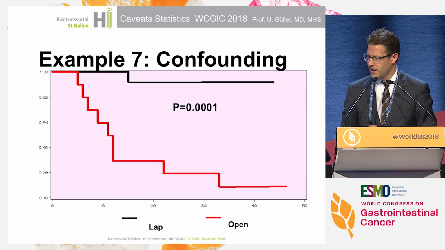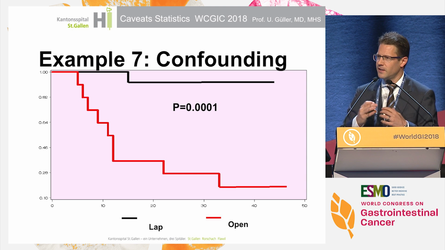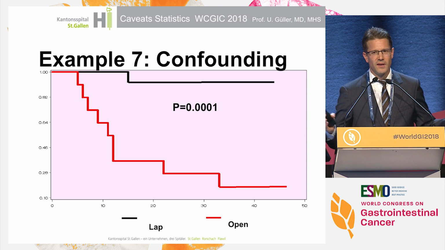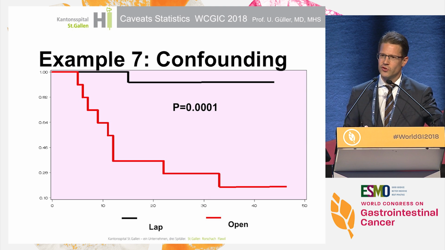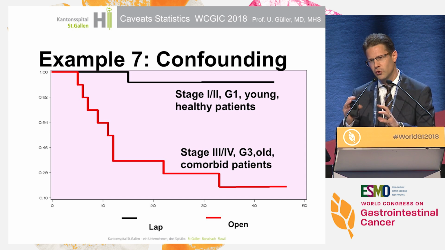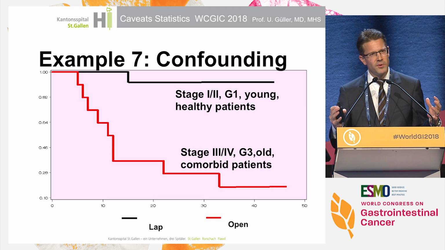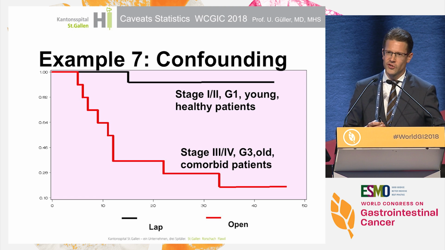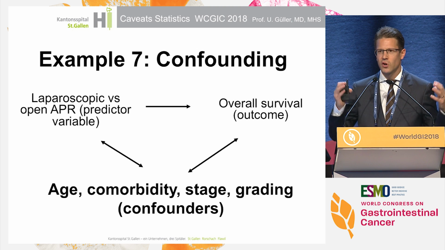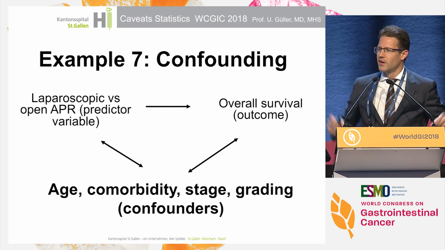And let's say we're performing this study, and we'll see that patients in the laparoscopic group, this is the black line, have a significantly better overall survival compared to patients in the open APR group. I'm asking you, can we be sure now that laparoscopic surgery is superior to the open technique? The answer is no. It's very well possible that in the laparoscopic group, we have the good patients with early stage disease, with well-differentiated cancers, young and healthy patients. Whereas in the open APR group, we have the bad patients with advanced disease, with poorly differentiated cancer, old comorbid patients. And all these factors, age, comorbidity, stage, grading, are confounders in the relationship of the primary predictor, laparoscopic versus open APR, and the outcome, overall survival.